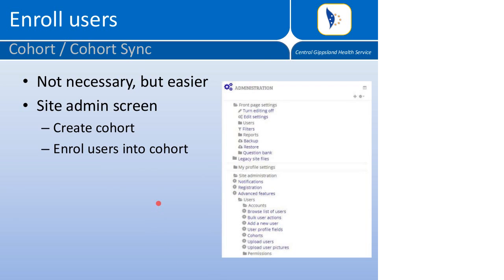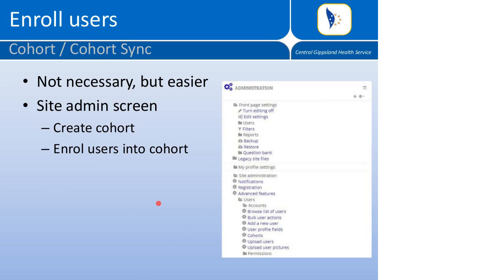What I've added to this, and this was a suggestion by Julian, we've added an enrolment method called cohort sync. So I have all different cohorts. Sorry about that overhead announcement. I have cohorts set up for registered nurses, enrolled nurses, non-clinical staff. I have them divided by ward.